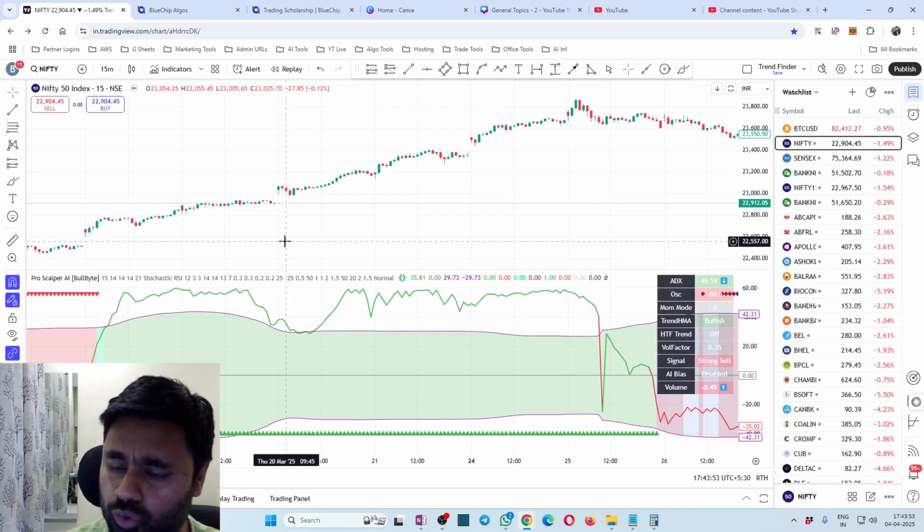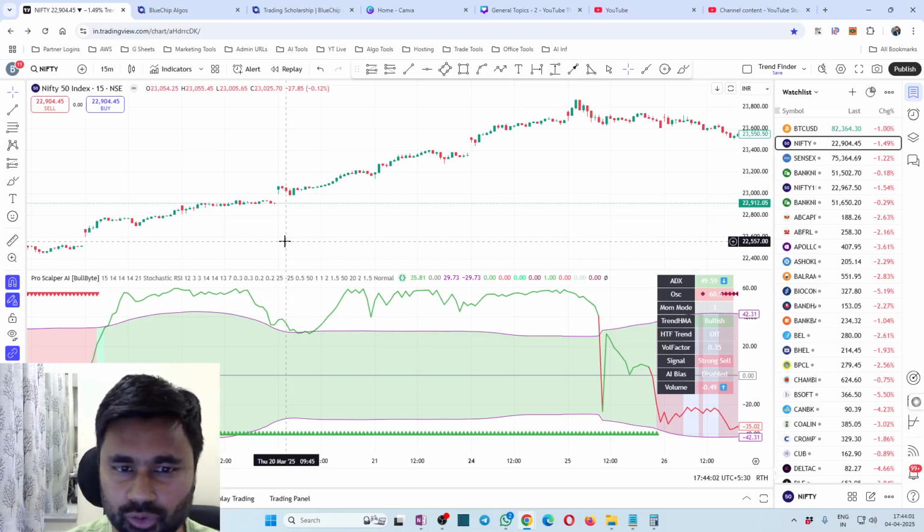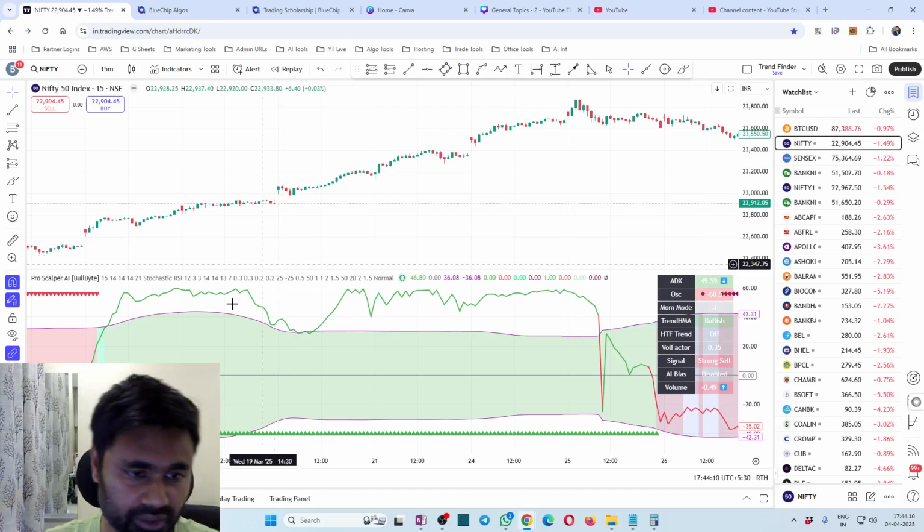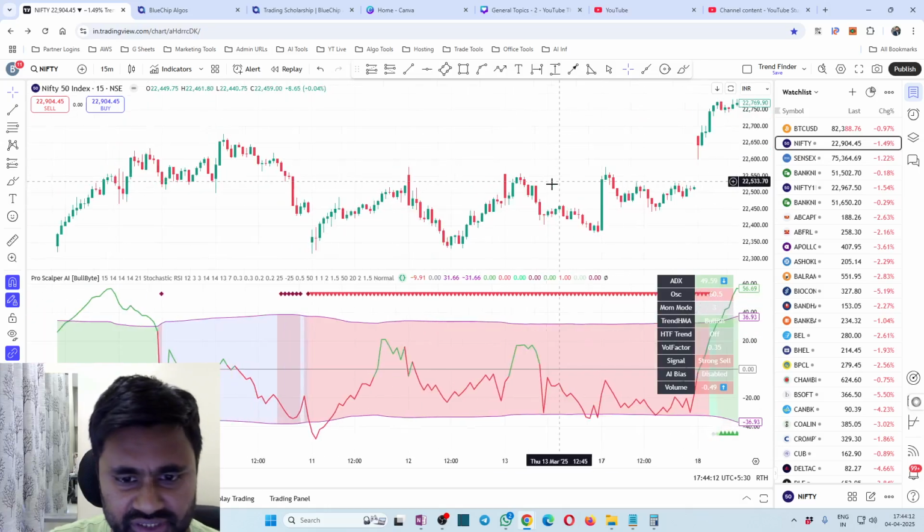There is no mention of target and stop loss in this, so it's up to you how you put the target and stop loss. What I suggest is generally go with previous support and resistance levels, or swing highs and swing lows. That will act as a good stop loss and target for you. So that's all we have for this, and it's a free indicator.